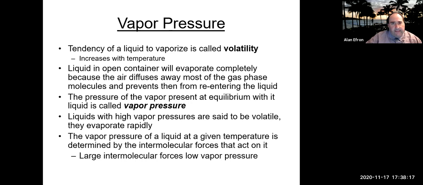So let's just continue on for a bit here and talk about vapor pressure. Vapor pressure is really the tendency of a liquid to go into the gas phase, or be able to go into the gas phase relatively easily. That is what is sometimes referred to as a solution being volatile. It's able to go from the liquid phase into the gas phase relatively easily without a lot of work to do that.